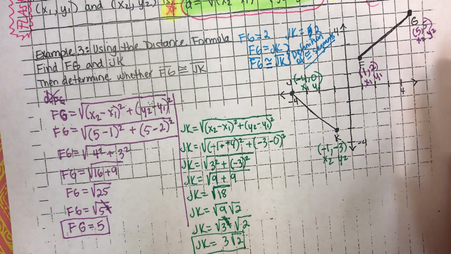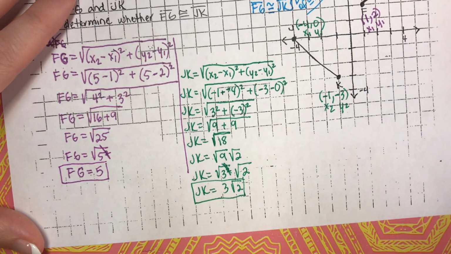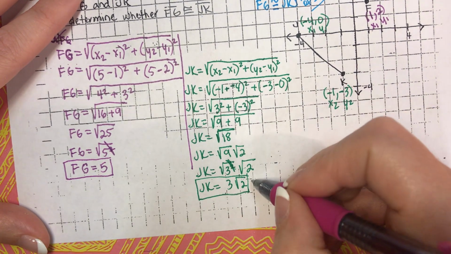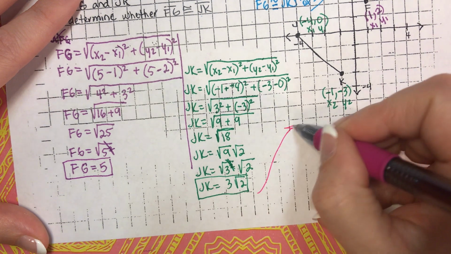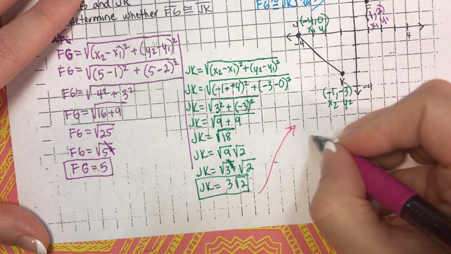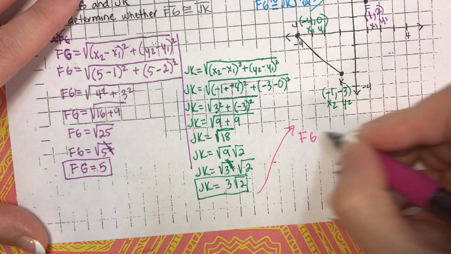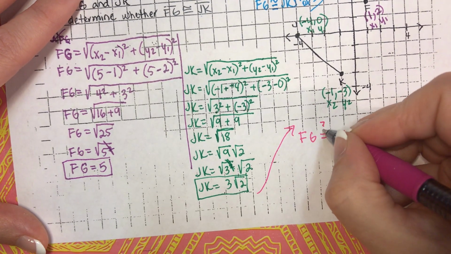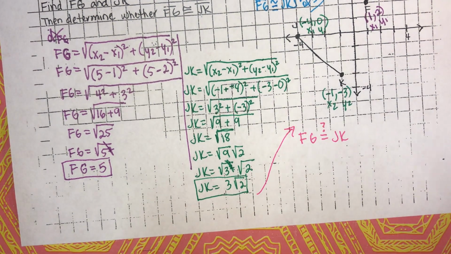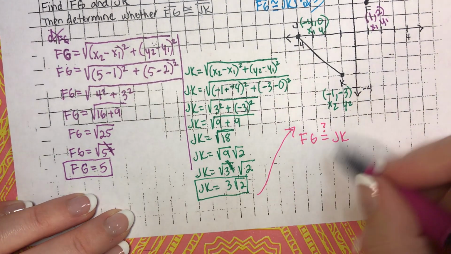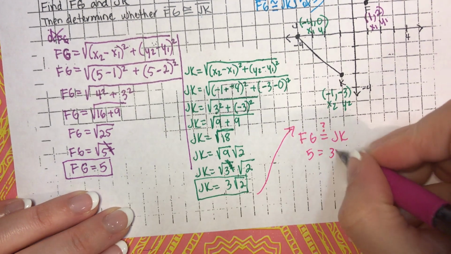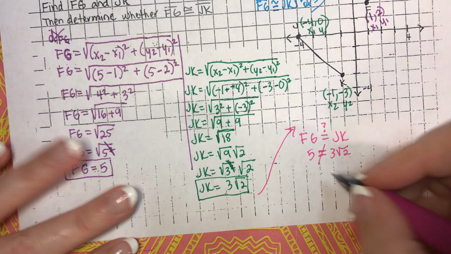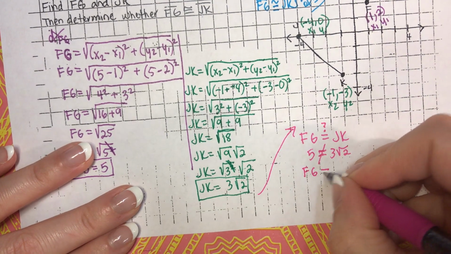Now the question is, and I'm going to take all of this information and kind of go up here. We want to know, is FG equal to JK? Are they equal? And I'm going to put a question mark because we're trying to figure that out. Well, what do we have? We have 5 equaling 3 square roots of 2, and that is not equal. So we go like that, right? That means does not equal.